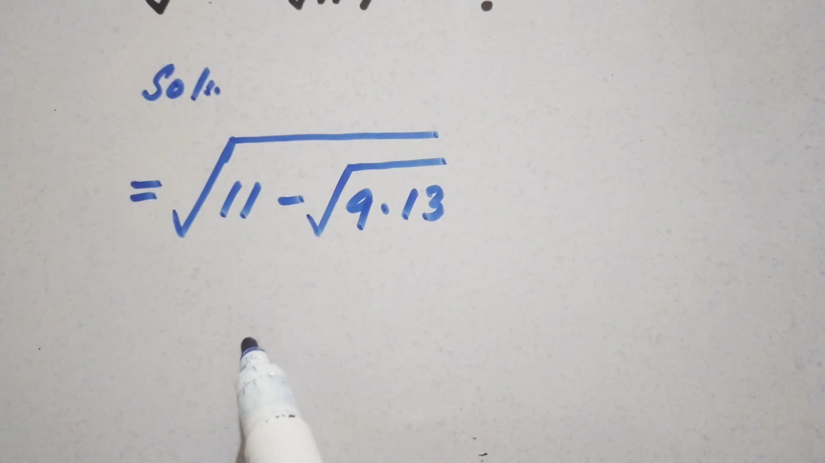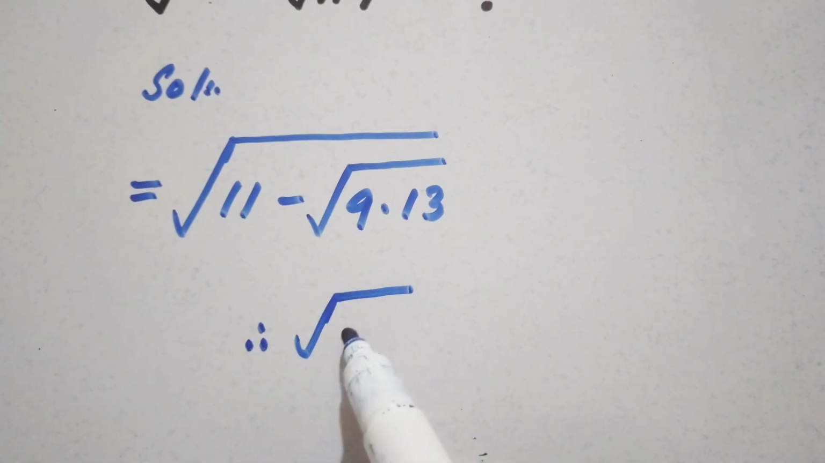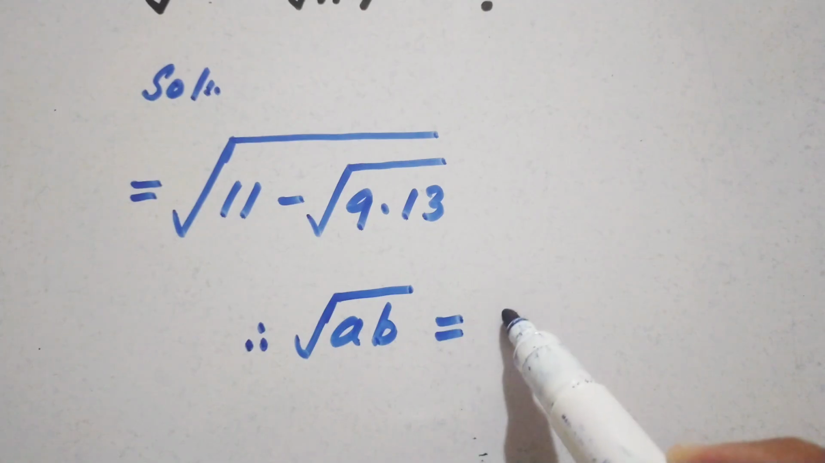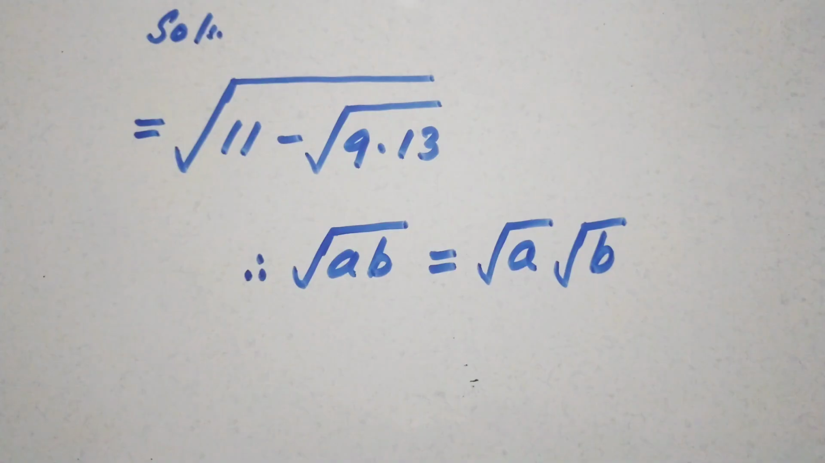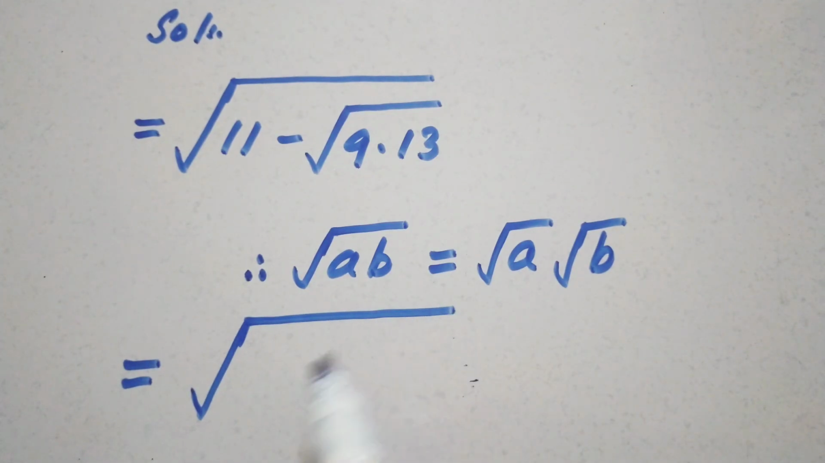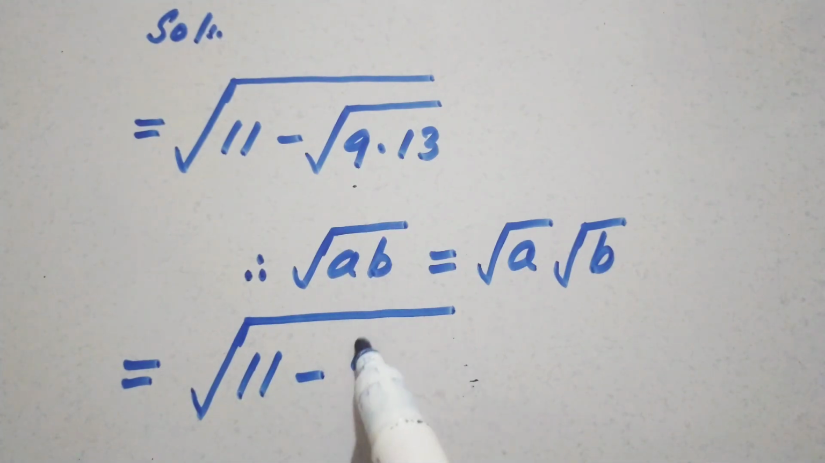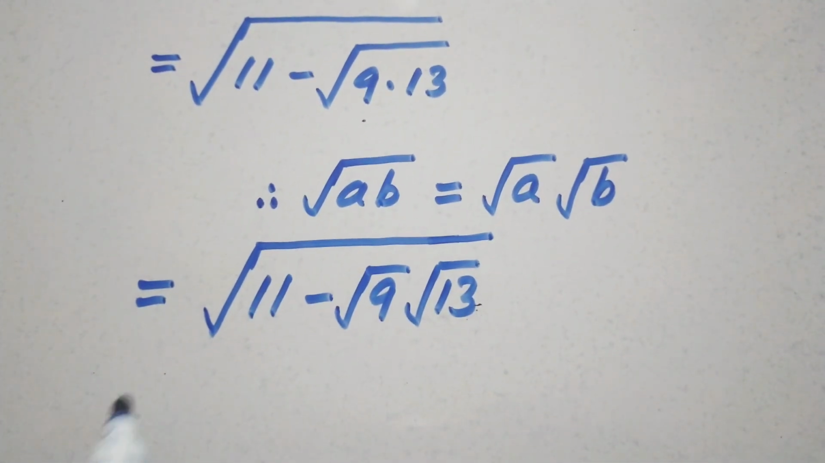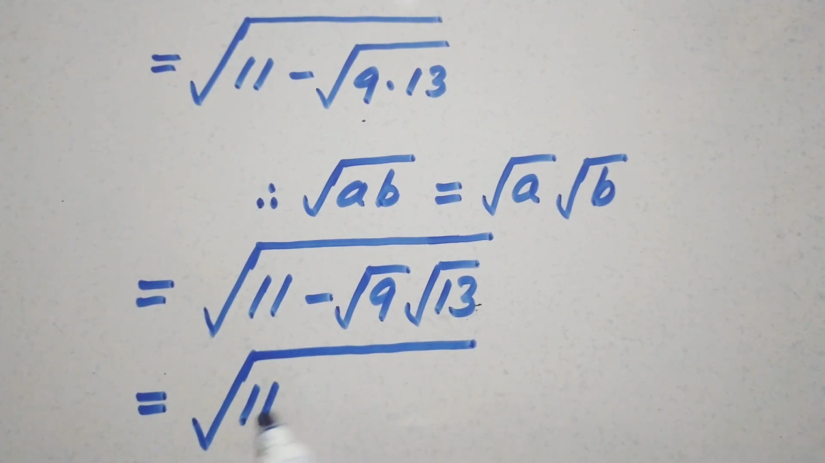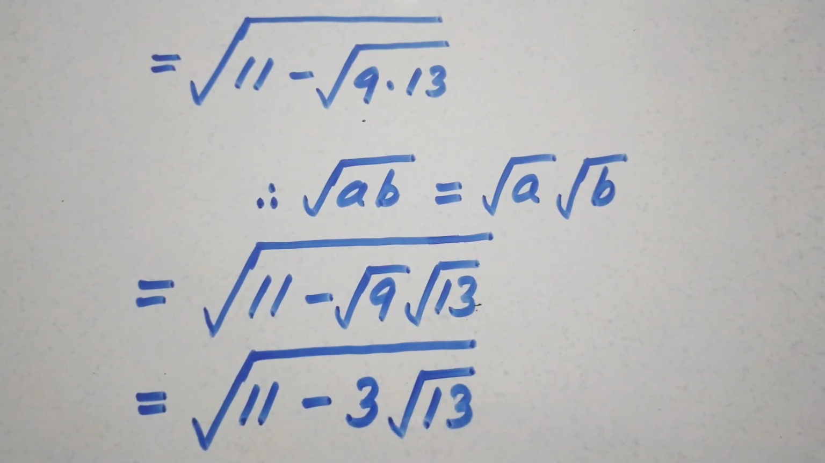So in the next step, if we have the whole square root of a multiplied by b, we can write this as square root of a into square root of b. So by using this property, the above expression will become square root of 11 minus square root of 9 into square root of 13. In the next step, this is equal to square root of 11 minus square root of 9, which is 3, into square root of 13.